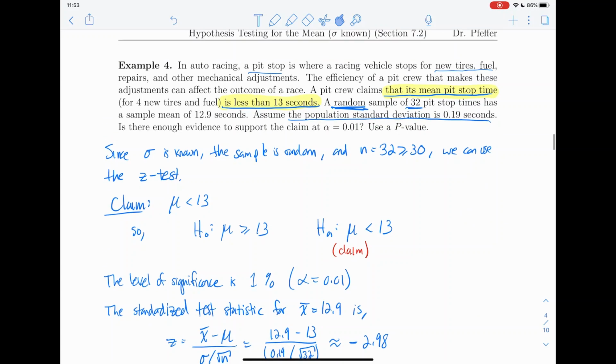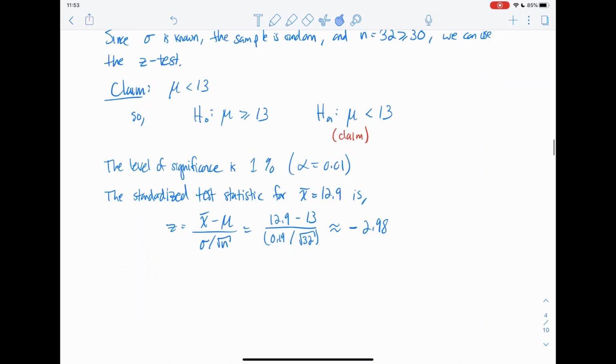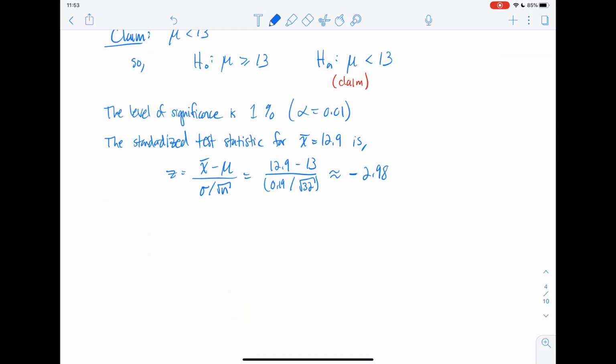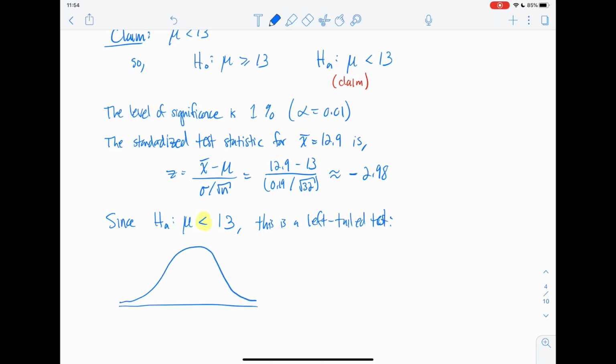But since the alternate hypothesis here is a strictly less than symbol in it, that means that we're going to be using a left-tailed test. Since H sub a has mu less than 13, the important thing is the less than symbol there. This is a left-tailed test.